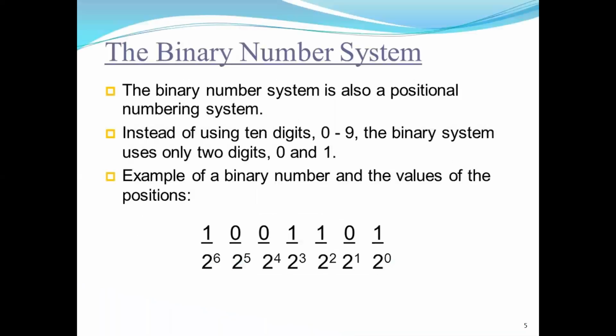Now we will learn about the binary number system. Binary number system is also called a positional numbering system. Now, as computer is a machine, it has only 2 digits, that is 0 and 1. So that is on state and off state. So here I have taken one example, 1001101. This is a binary number.